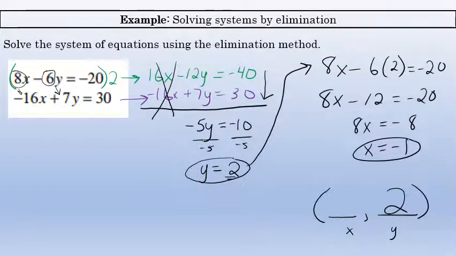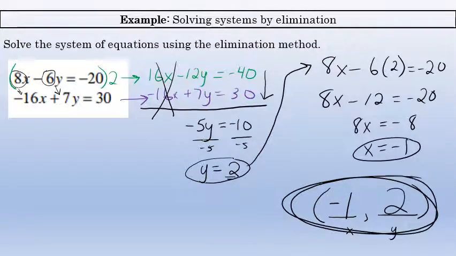The x-coordinate of the solution to this system is negative 1, which means my final answer, written as an ordered pair, is negative 1, 2. The solution to this system of equations is negative 1, 2.